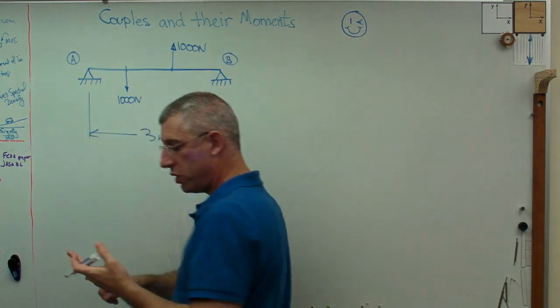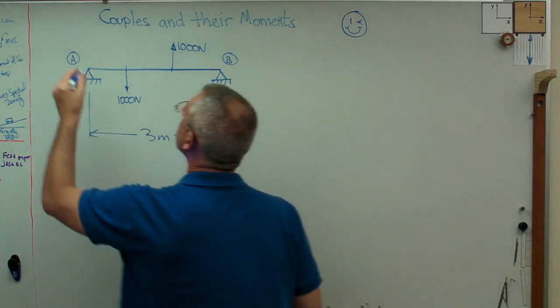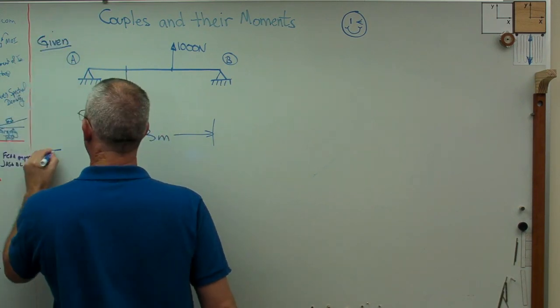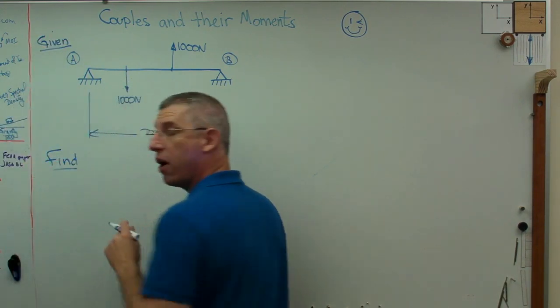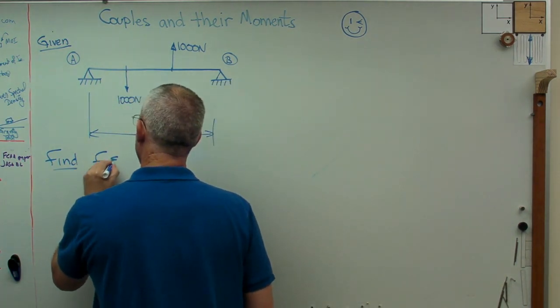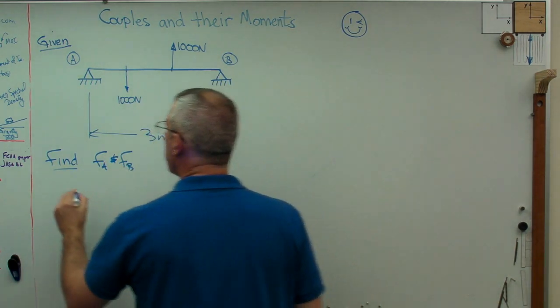So remember, GFSA format: given, find, solution, answer. Well, here I'm given all this stuff. Okay, find. Well, what is it that I want to find? How will I know when I'm done? Well, I'm done when I know what FA and FB are. When I got those, I'm done. So let's start with the solution here.